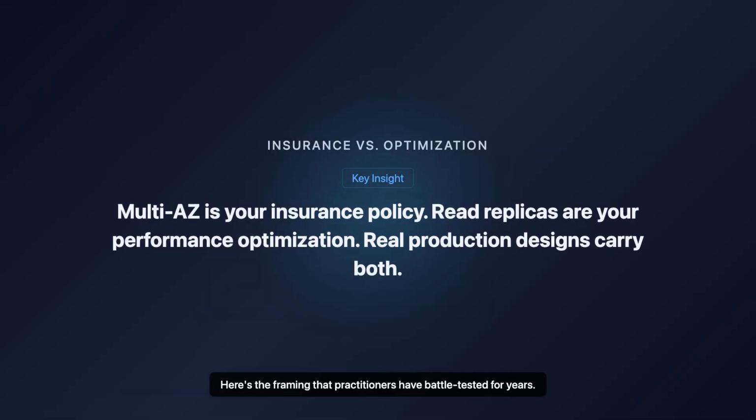Here's the framing that practitioners have battle-tested for years. Multi-AZ is your insurance policy. You pay for it and hope you rarely need it, but when a zone fails, it saves you. Read replicas are your performance optimization. They make the system faster every single day. Insurance and optimization are not competing purchases. Real production databases carry both.